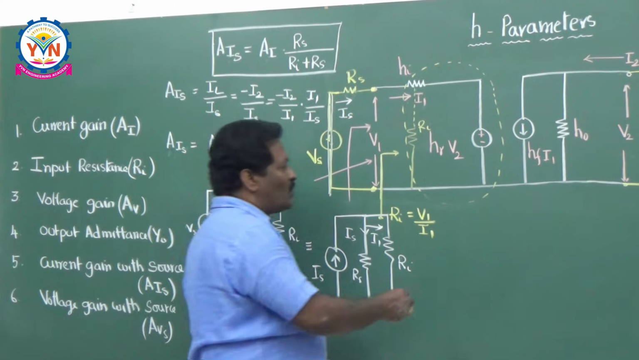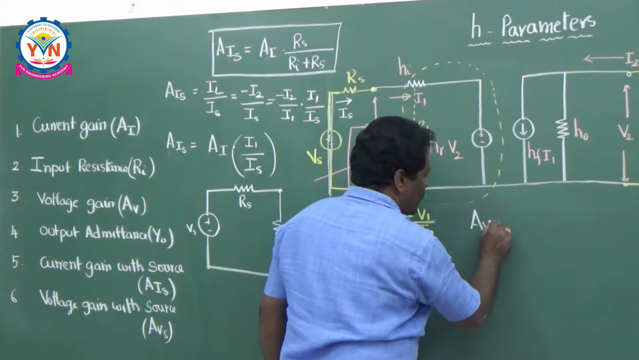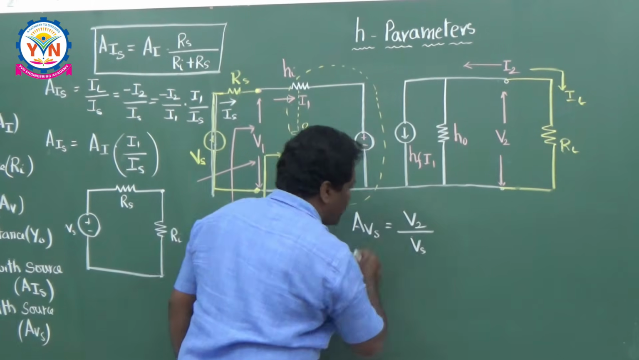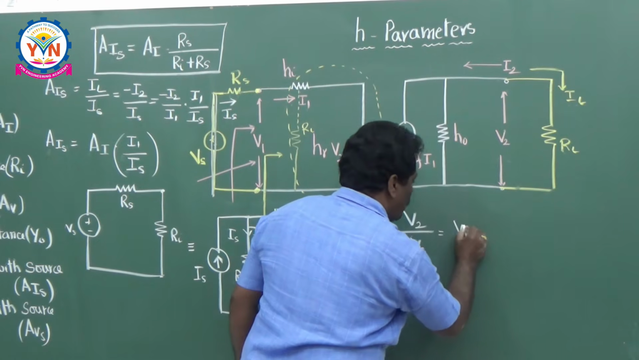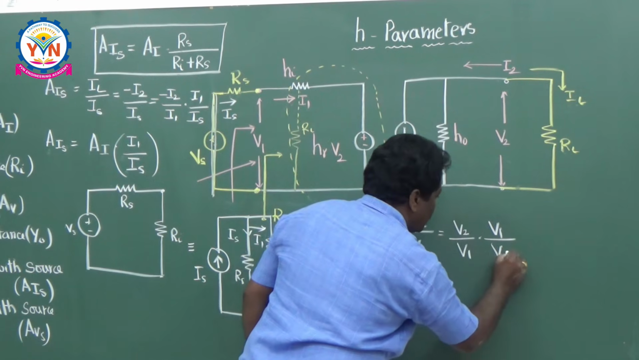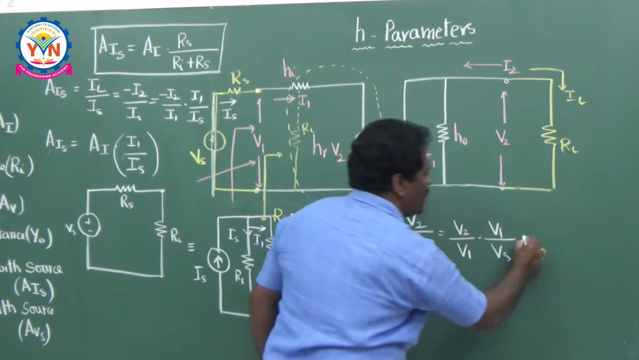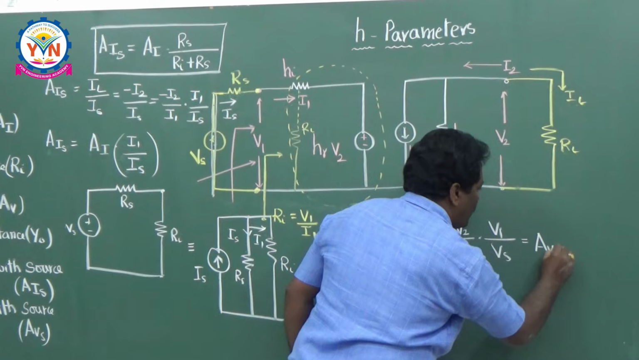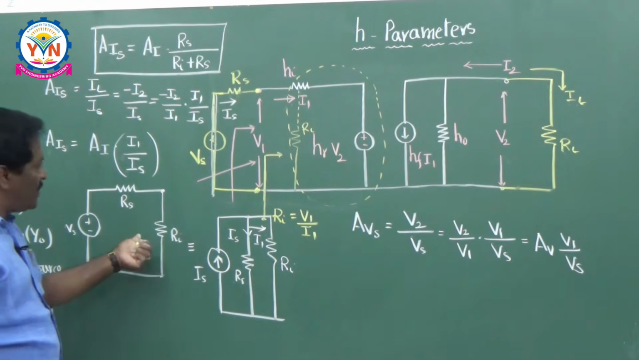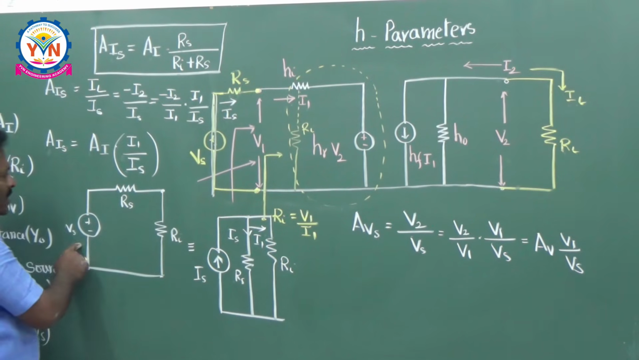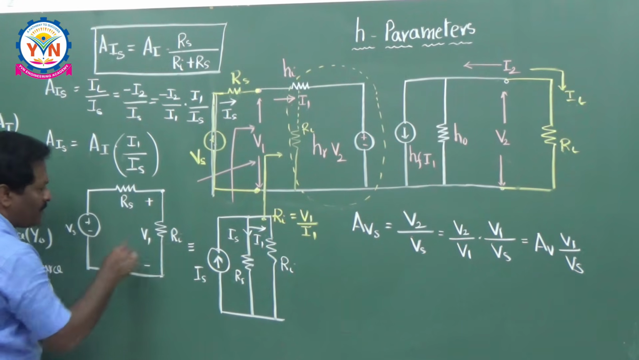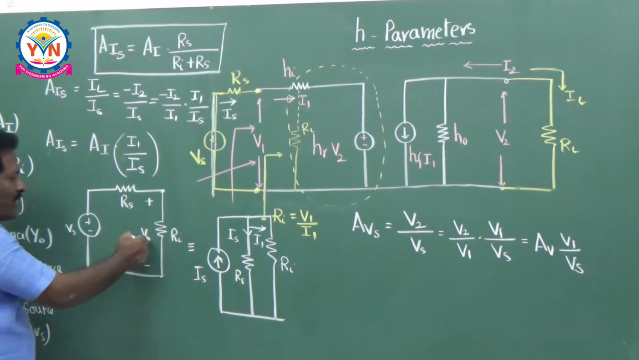So voltage gain with source, AVS, is equal to V2 by Vs, the output voltage by the source voltage. That can be written as V2 by V1 multiplied by V1 by Vs. So what is V2 by V1? It is nothing but the voltage gain AV, into V1 by Vs. So as usual, take this circuit here. What is V1 and what is Vs? V1 means the voltage across Ri. So you can write down what is V1 from this.